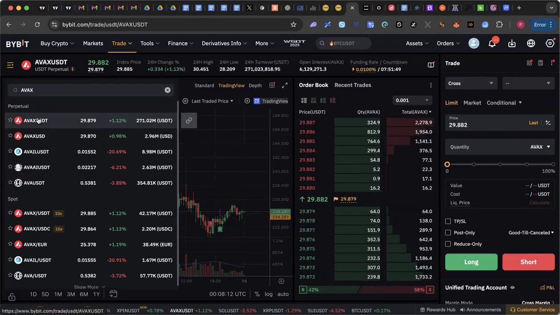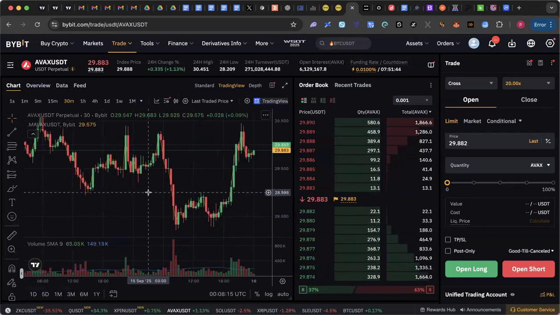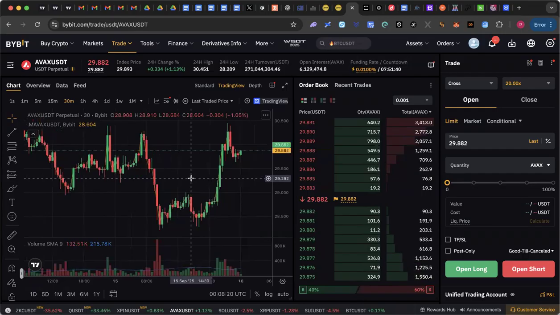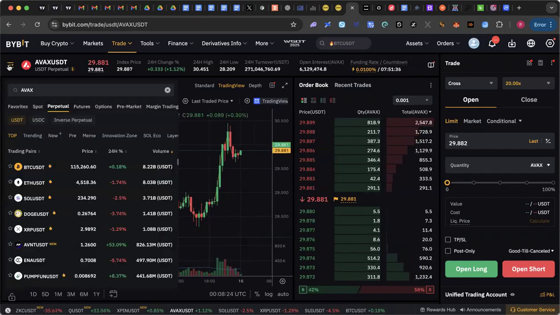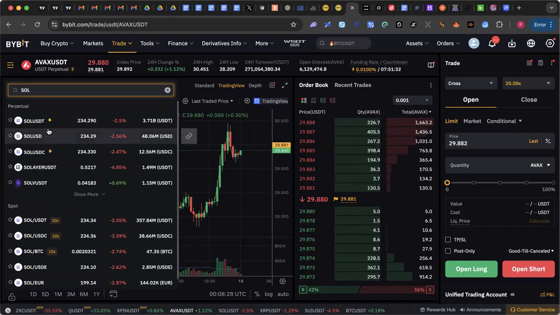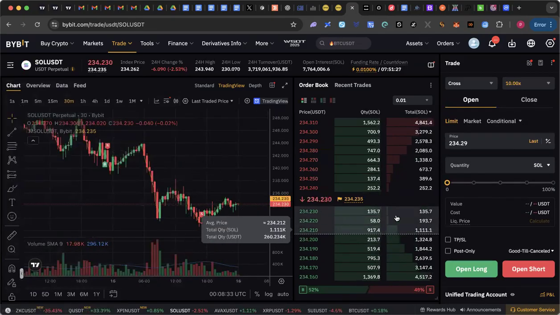So this is Evers. Even Evers that have been pumping is still pumping, because it's 30 minutes, perhaps. So that means, let me just set the parameters you need to set while trading your futures. Let's use Solana.